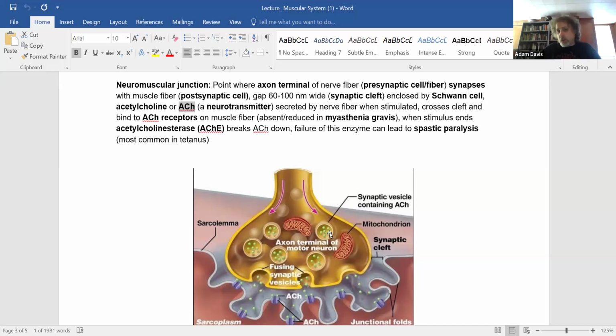When that electrical signal arrives at the axon terminal, that will stimulate exocytosis, which causes these vesicles to fuse with the membrane of the axon terminal and release ACh into the synaptic cleft. These little bead-like things you see in the diagram here are molecules of ACh.